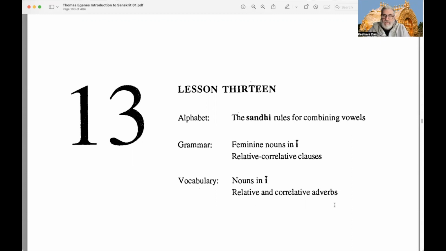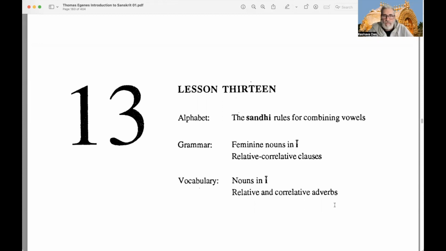As far as the alphabet is concerned, he's going to talk to us a little bit about Sandhi rules for combining vowels. We already talked about this before in a previous lesson, so you can look at that, but we're going to get some more information about that. Then the grammar is going to be feminine nouns ending in long I. Last time we introduced feminine nouns for the first time with the feminine nouns ending in long A. Then relative and correlative clauses, and then we're going to have some vocabulary, which will also give us some more vocabulary of feminine nouns in long I.